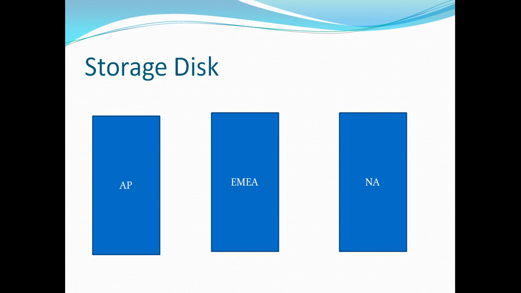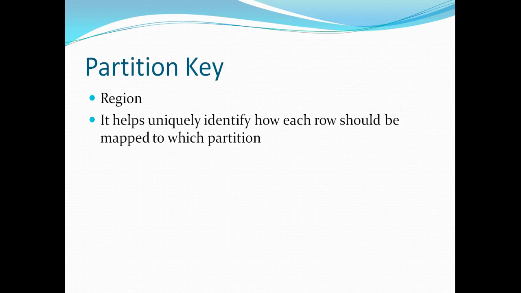It will explicitly know as soon as it sees the region as EMEA that it's going to go ahead and insert in this particular partition or segment. So just to rephrase, the partition key helps us unambiguously store the data in a particular partition with the help of the key. So we already know that if the data is AP, it should go to this segment. If the region is EMEA, this particular segment.